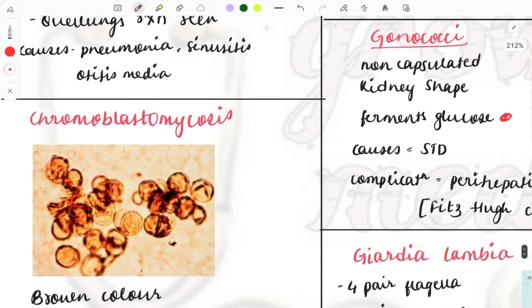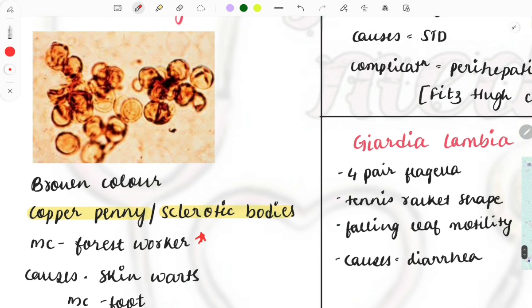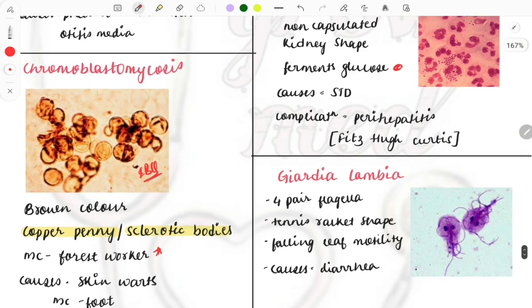Then chromoblastomycosis, so the copper penny body or the sclerotic body, this is an important finding seen with this, most commonly seen in forest workers. Whenever these things are described in the clinical case, think in terms of chromoblastomycosis and look at the image also, because an image-based question can be asked.